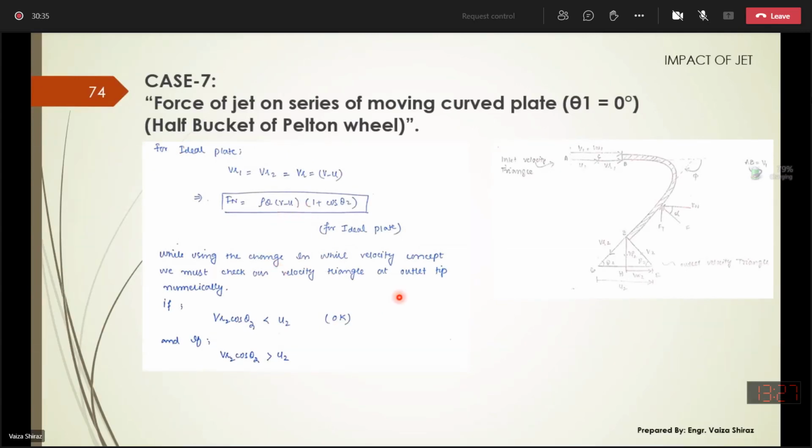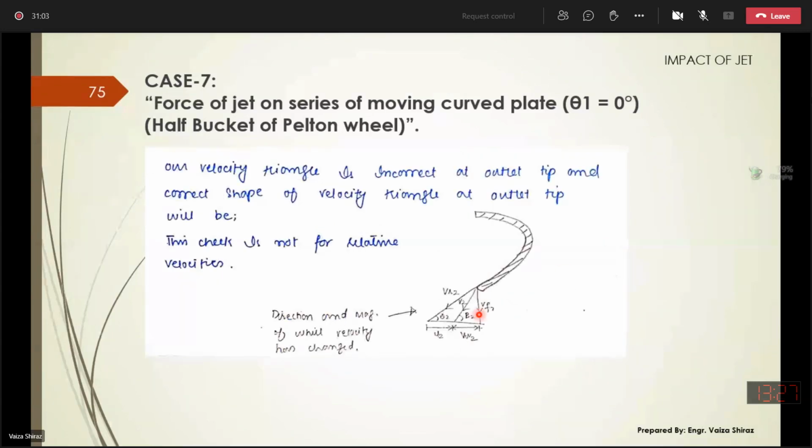Now, if you remember, we have discussed that you also need to apply the check on the shape of the triangle. That is required when you are using the concept of VW. It is not required in case of the relative velocity. So VW के केस में आपको ये चेक अप्लाई करना पड़ेगा, that is your VR2 cos of theta 2 should be less than U. कि अब अगर ये चेक सेटिस्फाई नहीं हो रहा, it means that your shape of the triangle which you have assumed is not correct. आपने इसको मॉडिफाई करना है and this will be your modified figure.